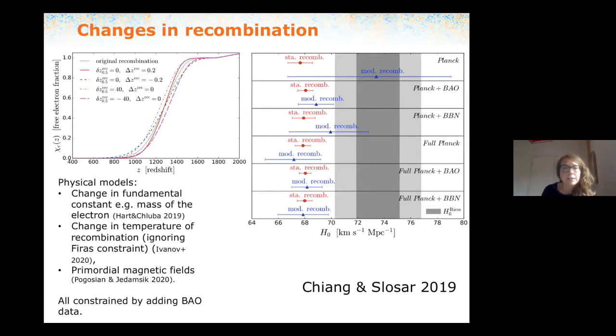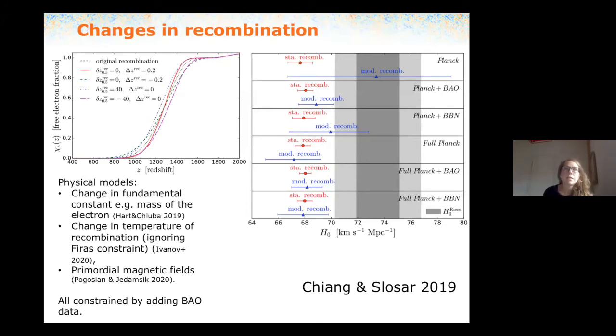However, there are different physical models that can do this, such as the variation of the fundamental constants. There is one solution that proposed a change in the temperature of recombination. And the idea is just that you change, very easily, the time at which recombination happens. So basically, the distance to the last scattering surface, in order to keep the angular scale that we measure very well from the CMB, you also need to change the distance to the last scattering surface and therefore H naught. So there is a degeneracy between recombination and H naught.